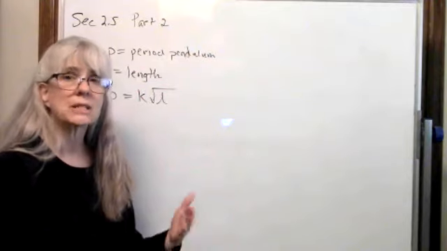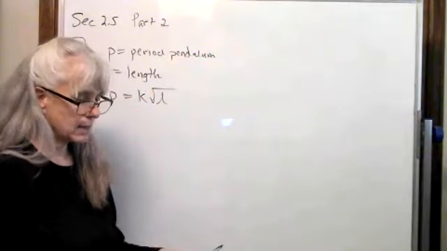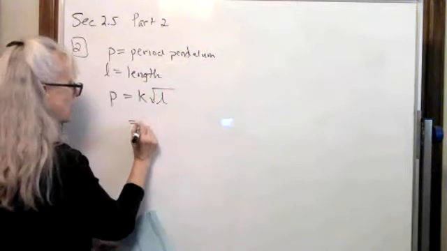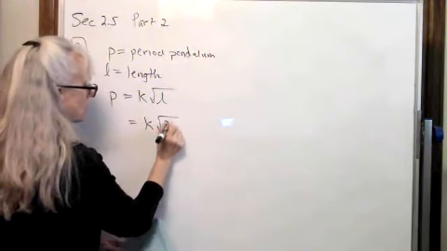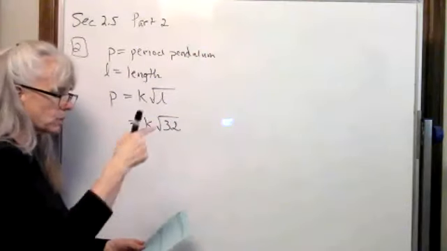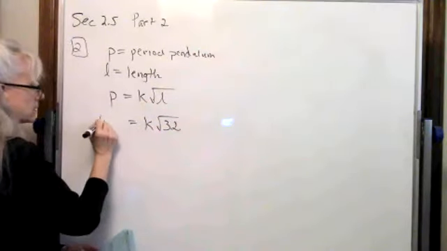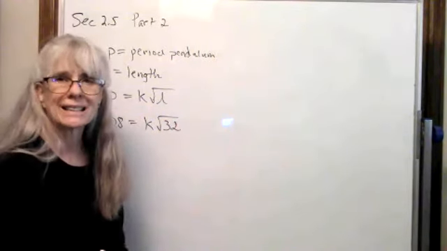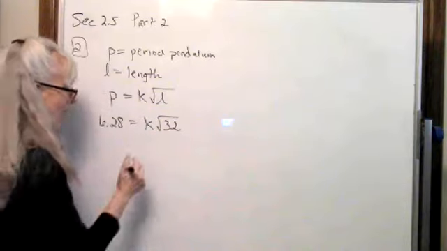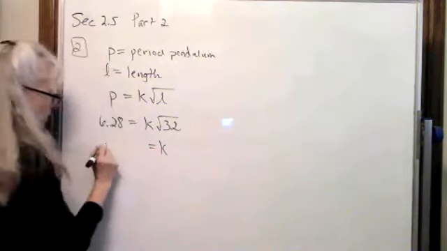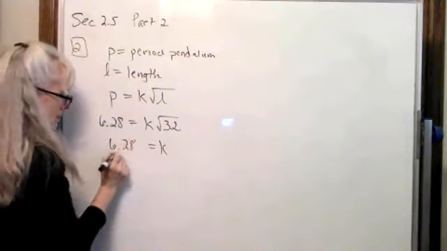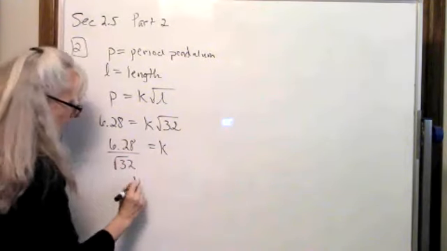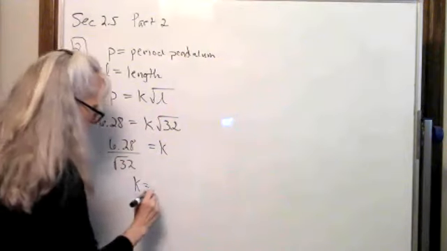Next, we're going to use the first set of numbers to figure out what K is. So a pendulum is 32 centimeters. Well, that's a length. So over here, I'm going to have the square root of 32, where the L is. It completes one oscillation in 6.28 seconds. So you'll notice those decimals rearing their head. Yeah, in the real world, numbers don't come out nicely. So we now need to solve this for K. So K is going to be equal to whatever 6.28 divided by the square root of 32 is. And if you do that on your calculator, you're going to get K is equal to 1.11.